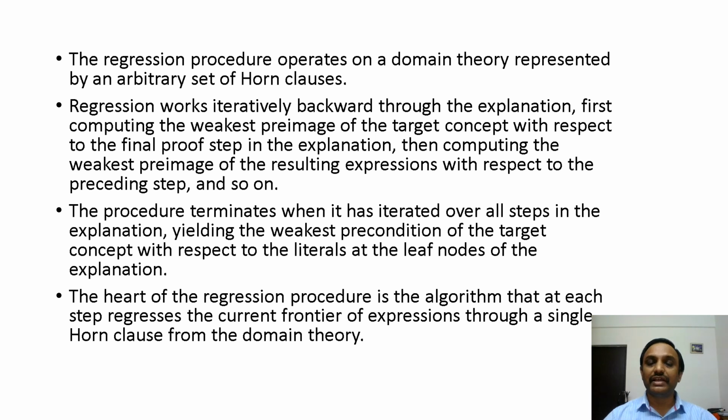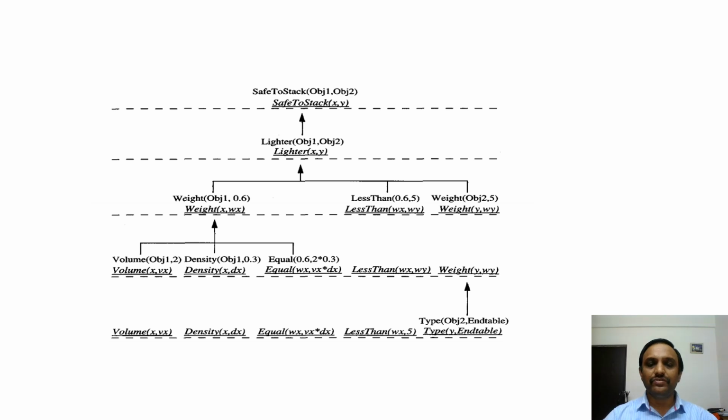Here, the heart of the regression procedure is the algorithm that at each step regresses the current frontier of expressions through a single Horn clause from the domain theory. So first we have to consider this one. We'll take one example of how this regression proceeds. So here is how this regression is carried out. The initial premise, what we are considering as the pre-image, is this particular one.